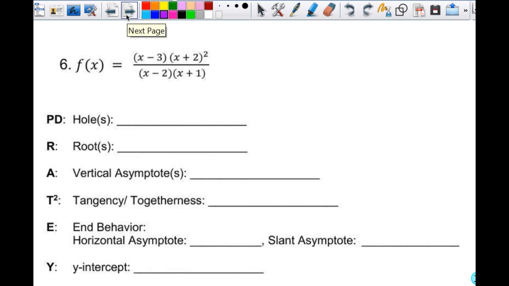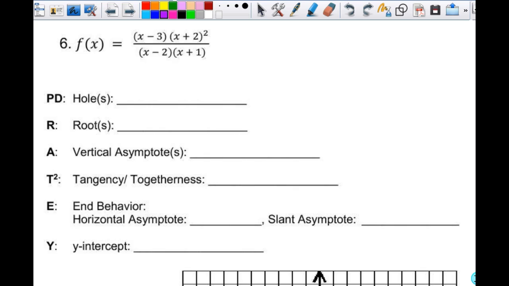Let's look at number 6. So it's factored again. That's nice. Sometimes that's nice. Sometimes it's not so nice. So do I have any point discontinuity? No. So there's none here. My zeros, it's going to be -2 and 3. Vertical asymptotes, x equals -1 and x equals 2. Y'all got this down, right? Like this is no big deal here, I hope.